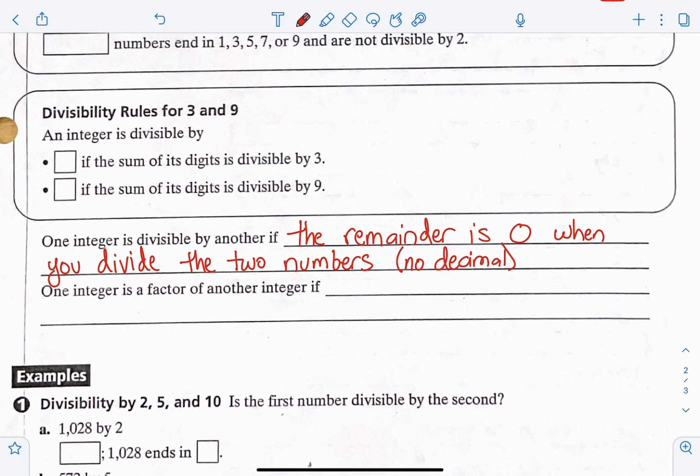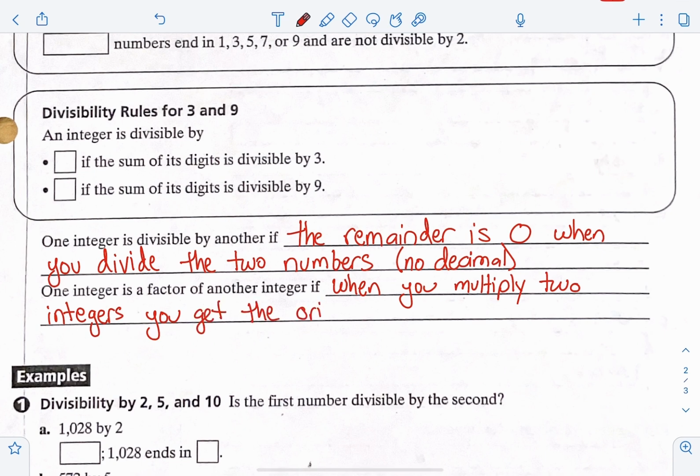One integer is considered a factor of another if, when you multiply two integers, you get the original number. So like 3 and 4 are factors of 12 because when you multiply 3 times 4, you get 12.